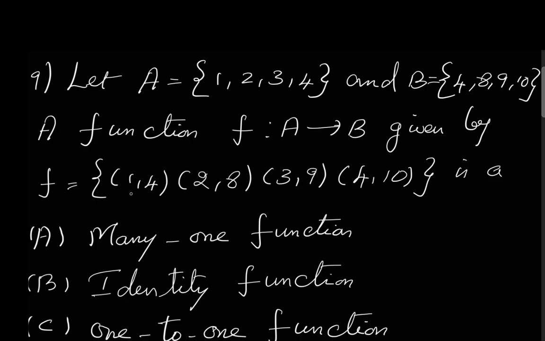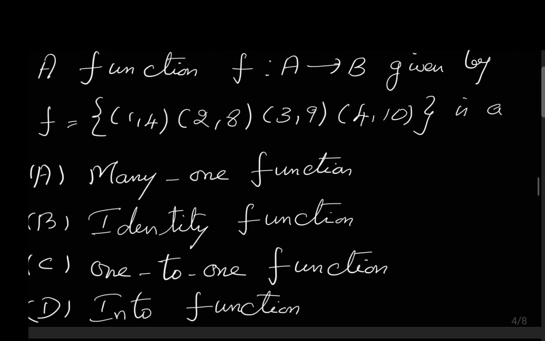See, look at the ordered pairs. All the elements from the set A must be in the ordered pairs as the first element. So 1, 2, 3, 4. And here B elements must also be there as the second element: 4, 8, 9, 10. So each element has an image in the codomain. So it is a one-to-one function. F is a one-to-one function. Option C.